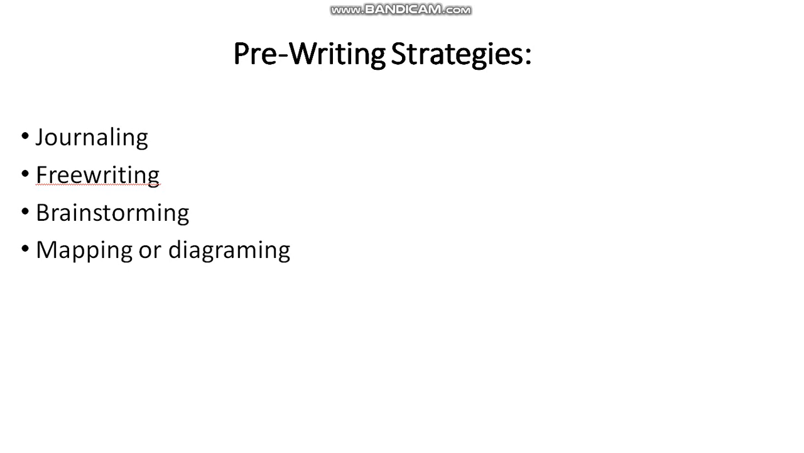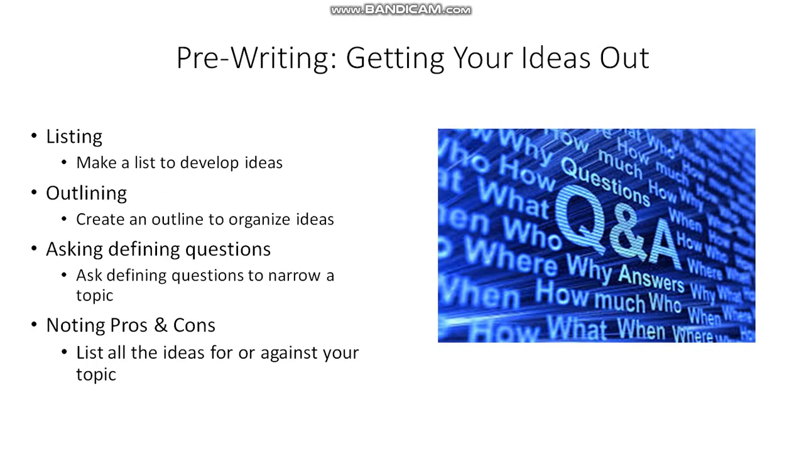Mapping or diagramming is creating or organizing information on a topic. Pre-writing, getting your ideas out. Listing means making a list to develop ideas. Outlining is creating an outline to organize ideas.